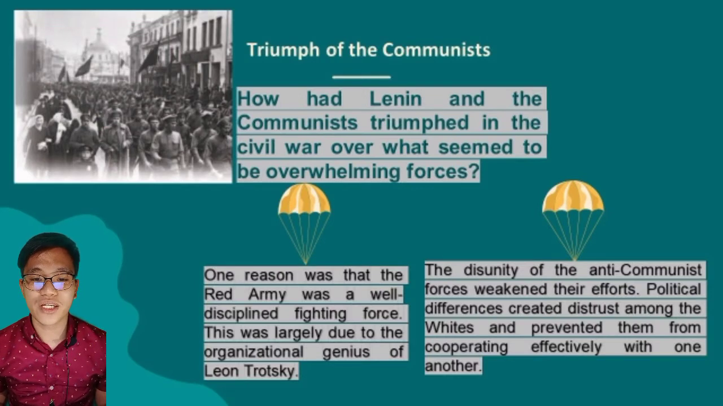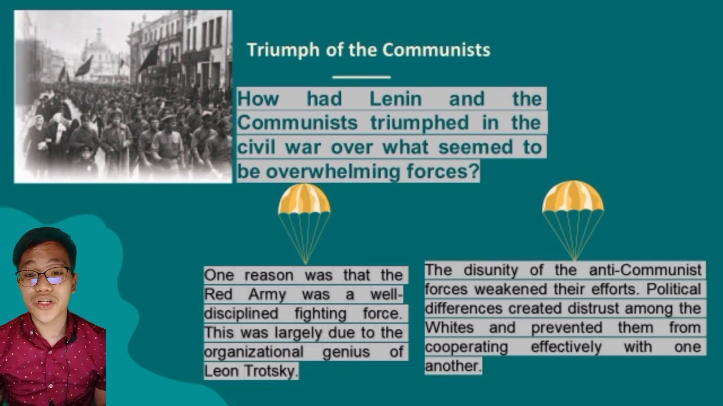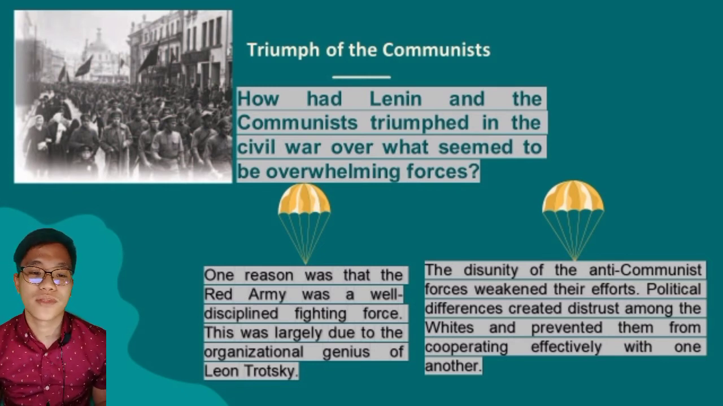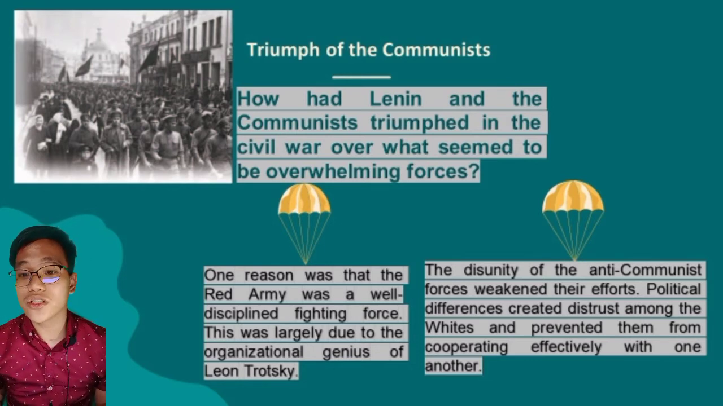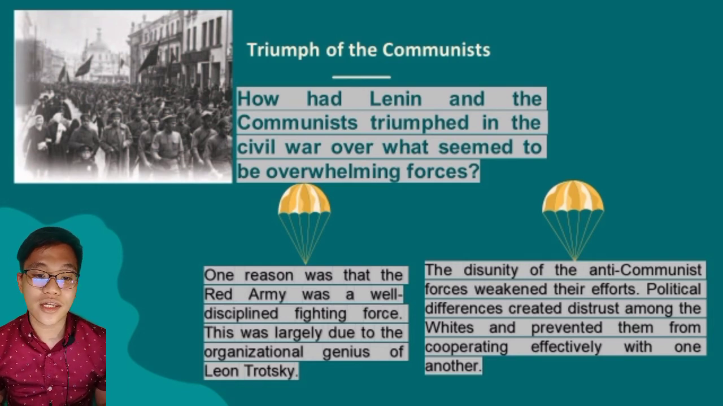Next is the triumph of the communists. How had Lenin and the communists triumphed in the civil war over what seemed to be overwhelming forces? One reason was that the Red Army was a well-disciplined fighting force. This was largely due to the organizational genius of Leon Trotsky. As Commissar of War, Trotsky reinstated the draft and insisted on rigid discipline. Soldiers who deserted or refused to obey orders were executed on the spot.